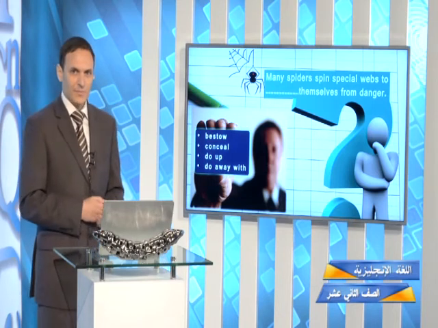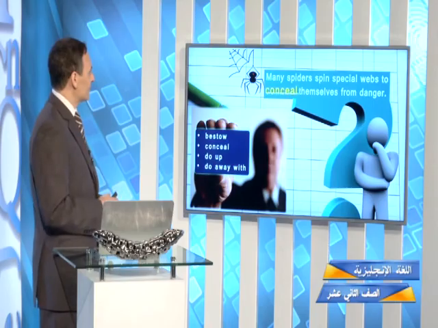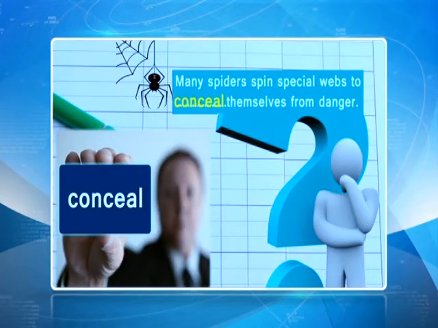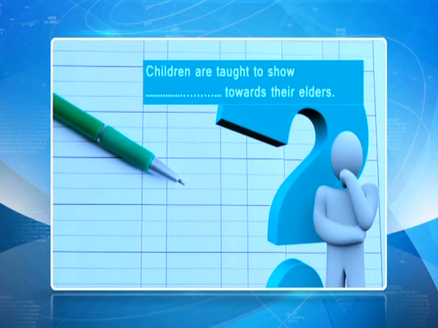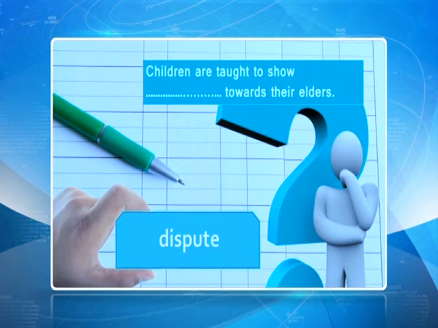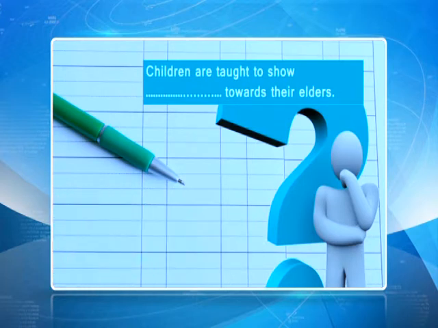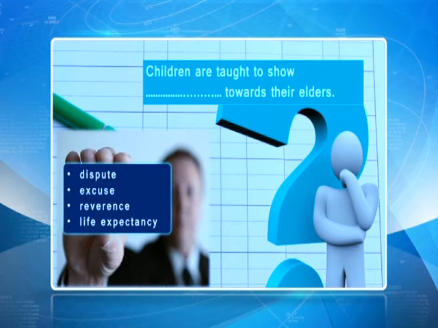I'll give you some time to think. I don't think this is so hard for you. The whole sentence reads, many spiders spin special webs to hide themselves or to conceal themselves from danger. Okay, next sentence. Children are taught to show, blank, towards their elders. Here is the list: dispute, excuse, reverence, and life expectancy.